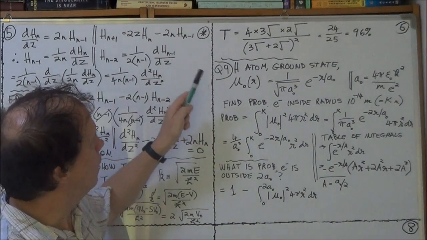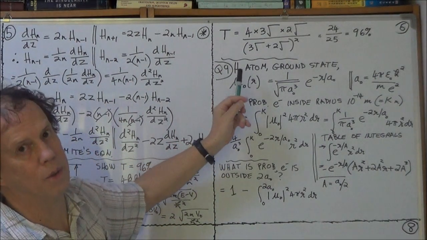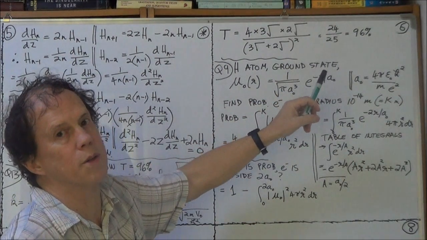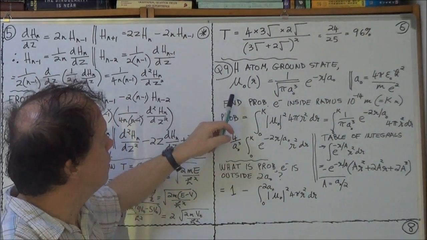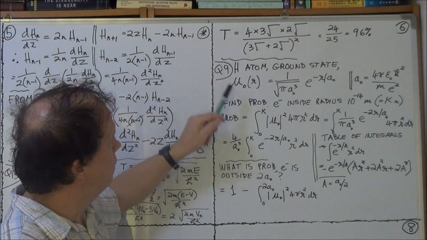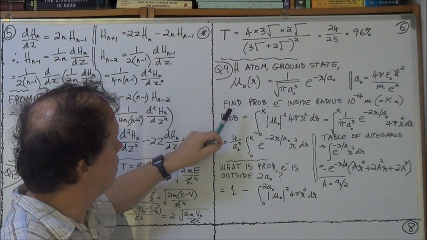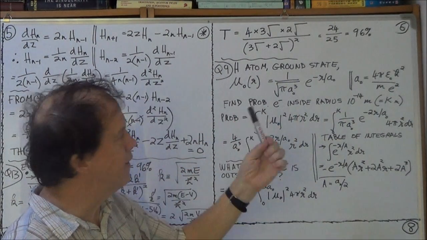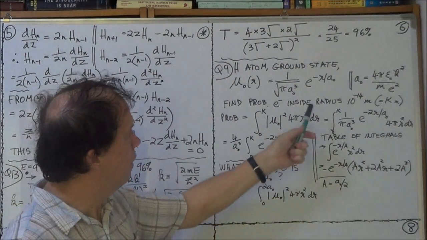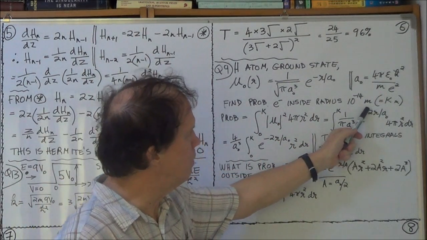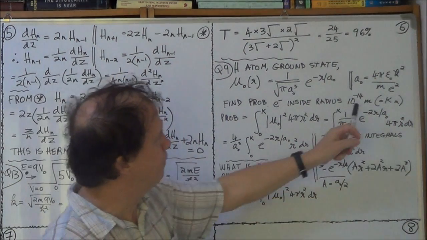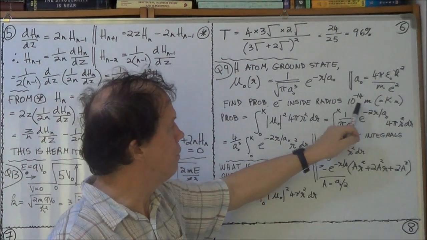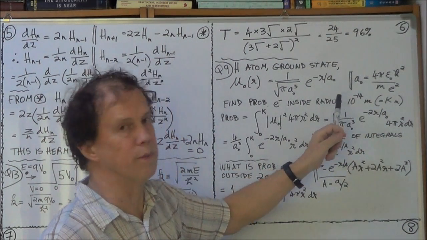So the problem is you're given a hydrogen atom, and you're told that the electron in the hydrogen atom is in the ground state, right? It's in the lowest energy state, and so you're asked to find what's the probability that that electron is inside a sphere of radius 10 to the minus 14 of a meter. I've just used the letter big K here to represent 10 to the minus 14 of a meter.